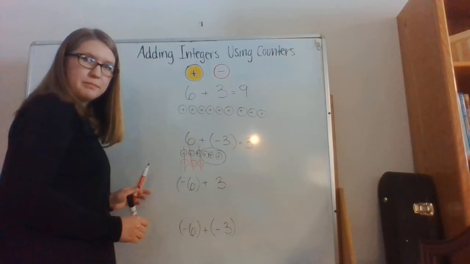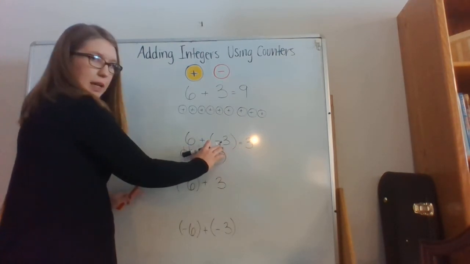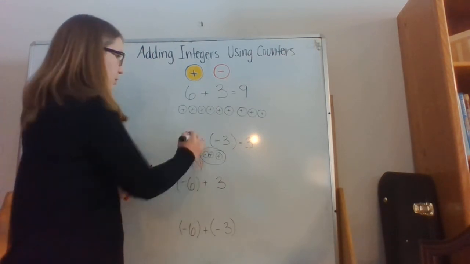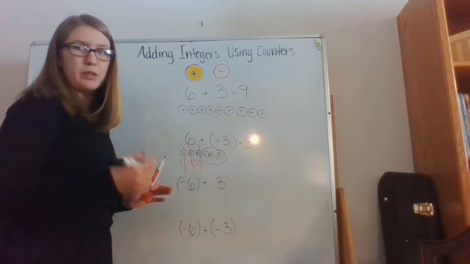3 positives. This makes sense too because we know that adding a negative is the same thing as subtracting. So 6 minus 3 equals 3, 6 plus negative 3 equals 3.